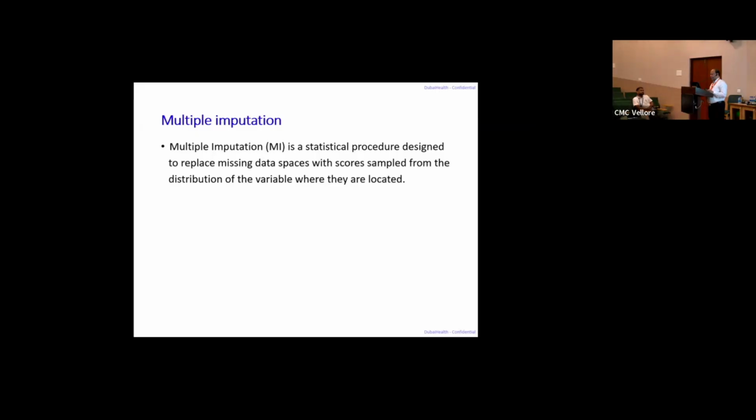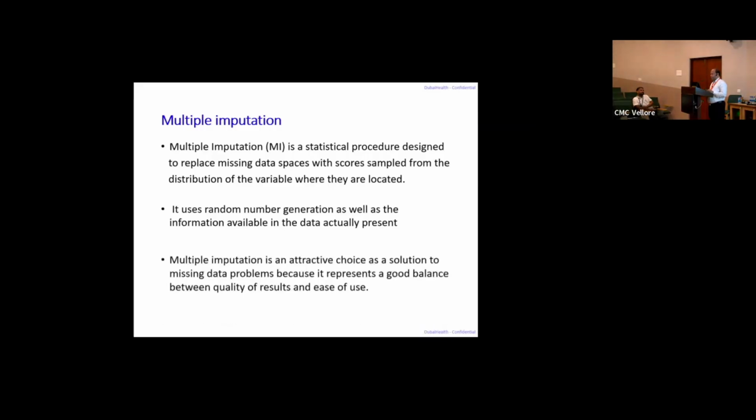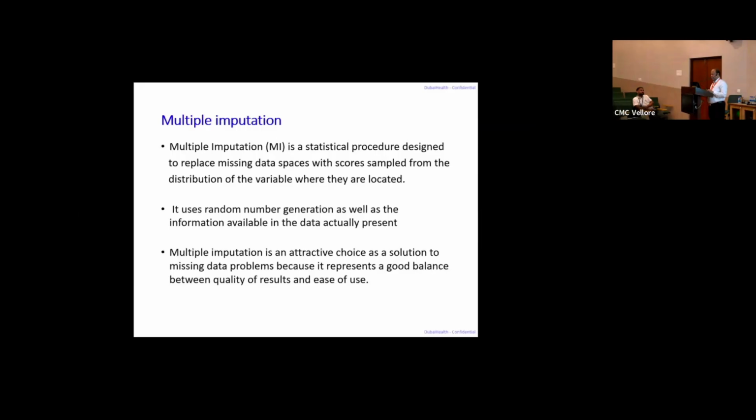So multiple imputation is a statistical procedure, and we have identified this as the best method recommended in the literature. That algorithm is available in SPSS as well, so very easily you can use it. And it uses random number generation. There are a lot of procedures available. I'm not going into the detail. I wanted to know how I could use this method to impute, to fill the holes in the data.